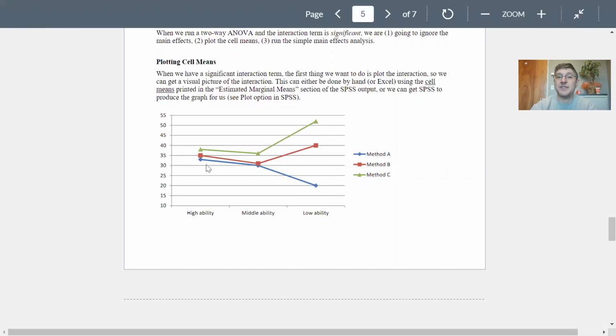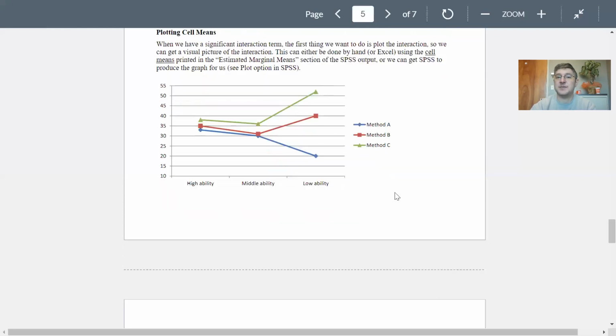What we'd probably expect to find here is that there is no difference in the three teaching methods for the high ability group. It looks like there's probably no difference in teaching methods for the average reading ability group, but it looks like there's definitely a difference in teaching methods for those in the low ability group. That would be an example of an interaction effect.